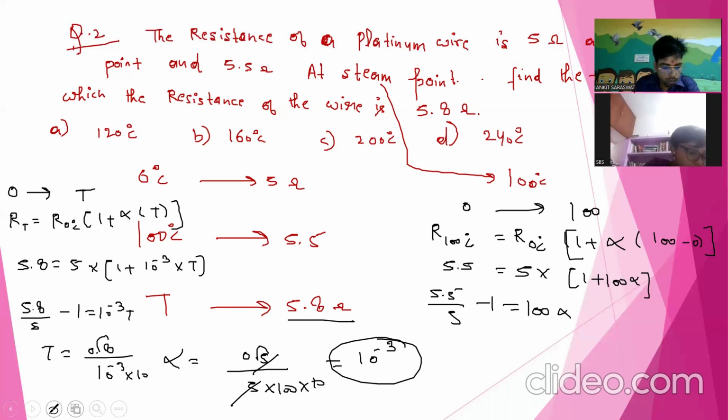Approx, I think how much? What is the temperature? Tell me. Here 5 also, we forget 5. How much? Sir, did you subtract the ones? Yes, I have subtracted. 5.8 minus 5 it is 0.8. 8 into 100 by 5, that is 160. Option 160.